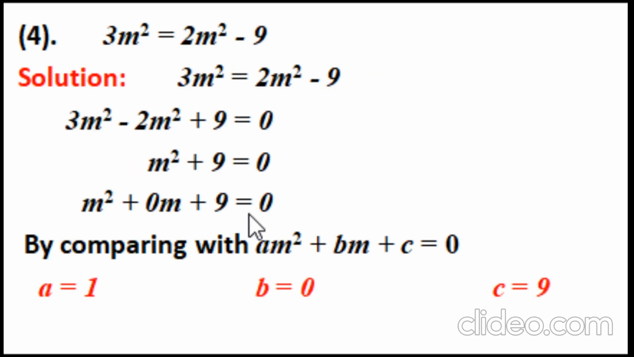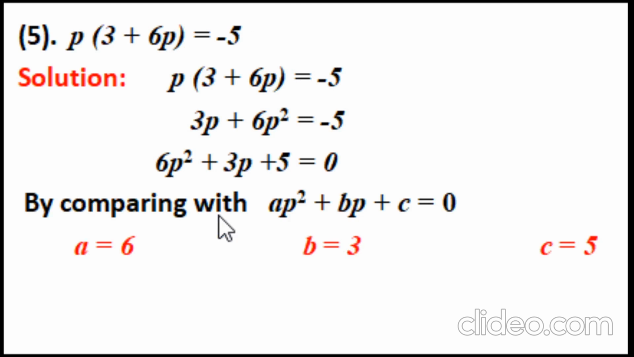Fourth one, 3m square is equal to 2m square minus 9. So rearranging, we get 3m square minus 2m square, m square plus 9 is equal to 0. Here the middle term is not given, so we take it as 0m. So m square plus 0m plus 9 is equal to 0. Comparing with m square plus bm plus c is equal to 0, we get a 1, b 0 and c 9.